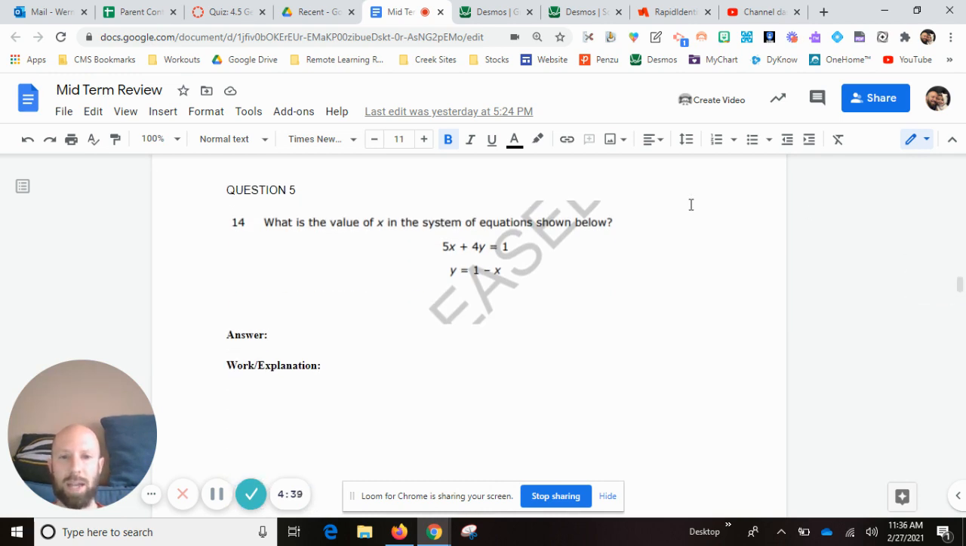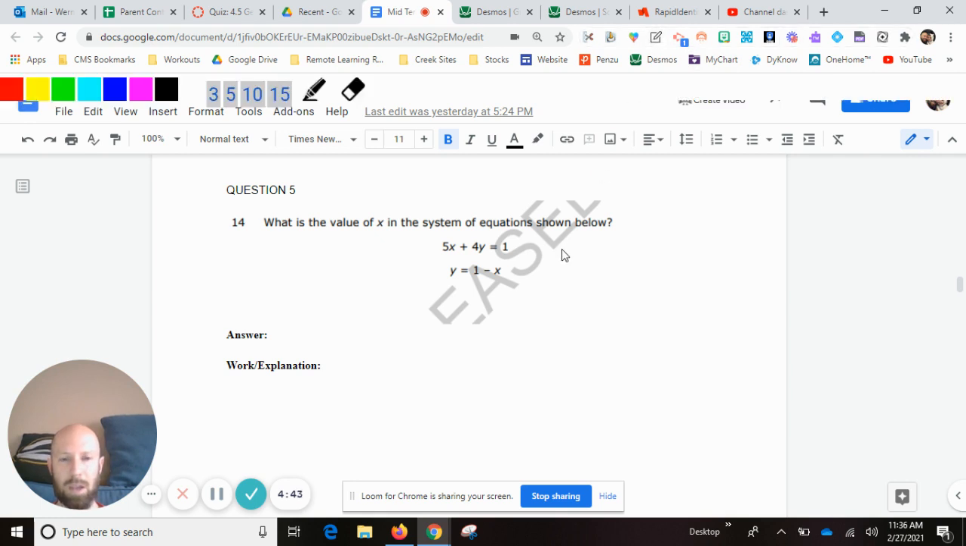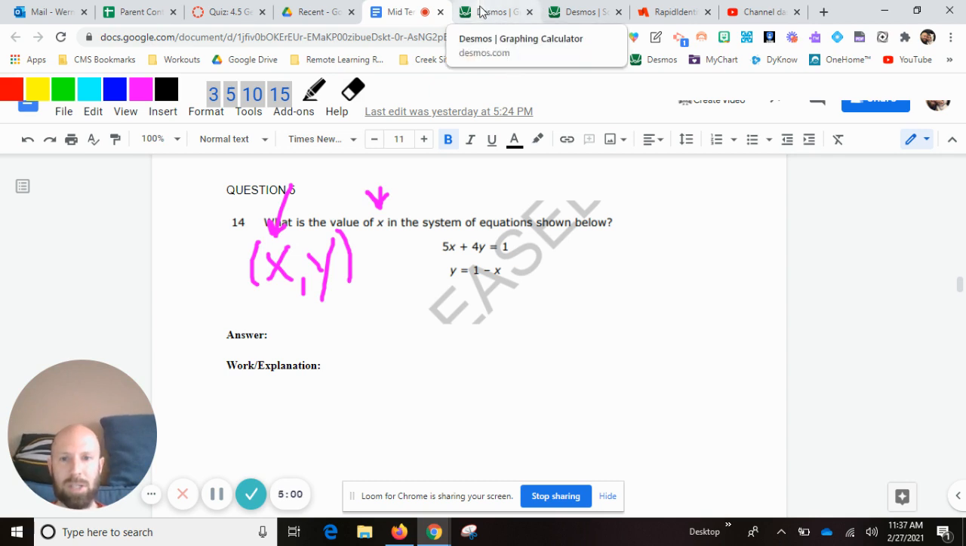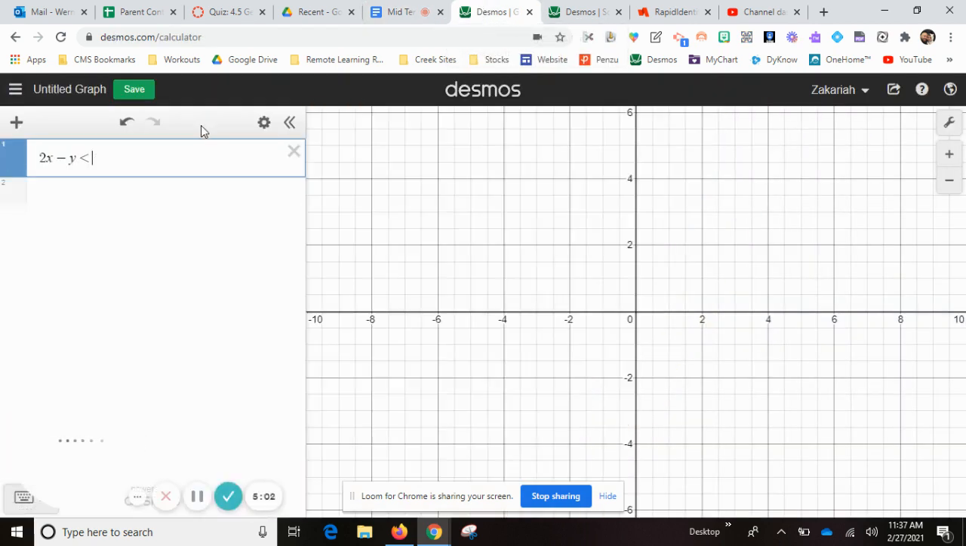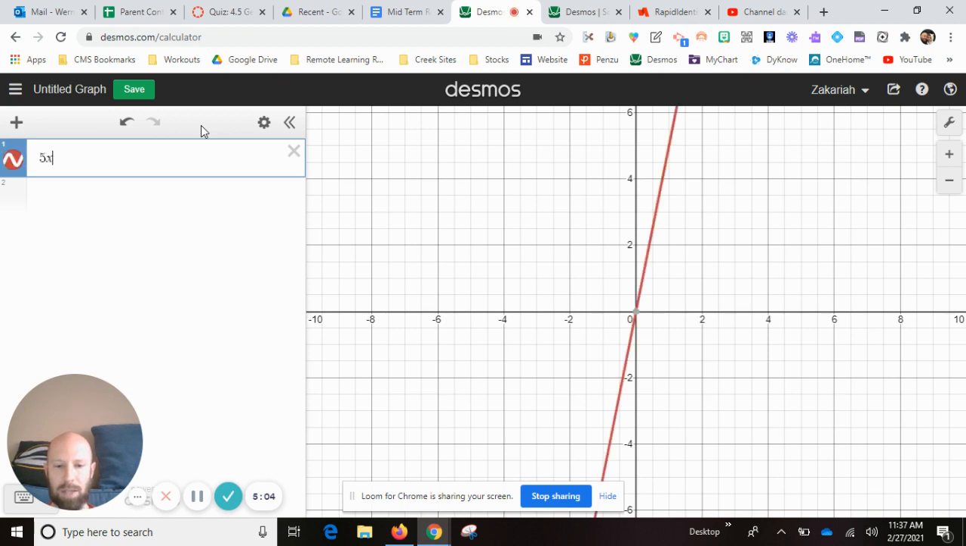What is the value of x in the system of equations shown below? So we can hop on Desmos again. Remember that once we get our answer, our ordered pair, x is always first, y is second. So once we find where these two equations intersect, we're looking for the x, which means we just want the first value. So our first equation is 5x plus 4y equals 1.